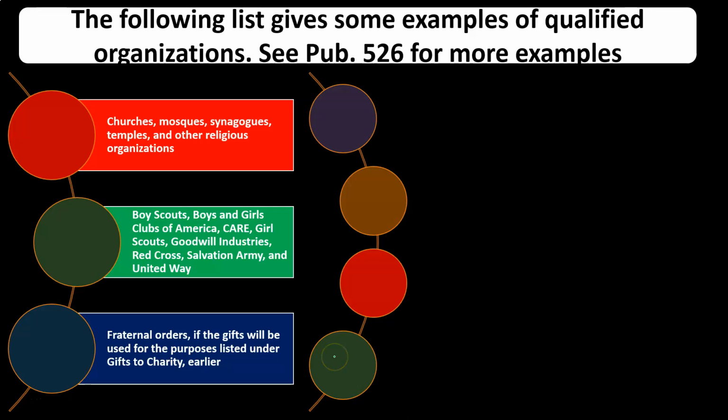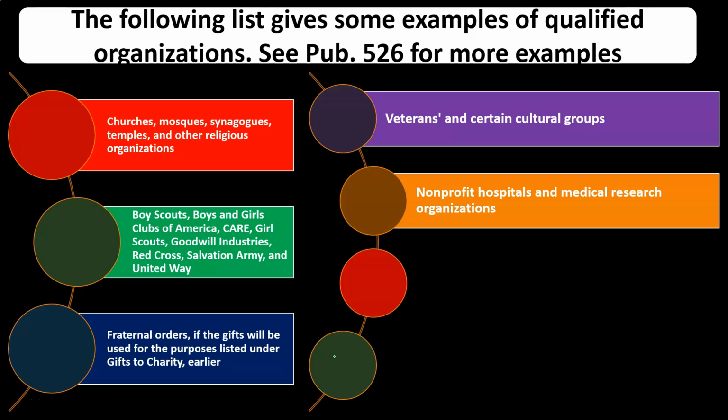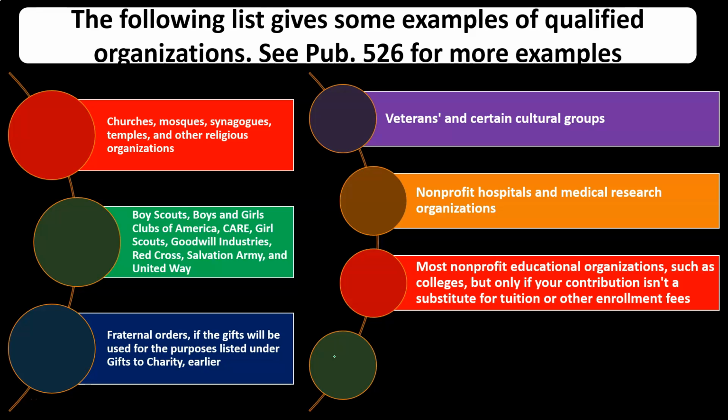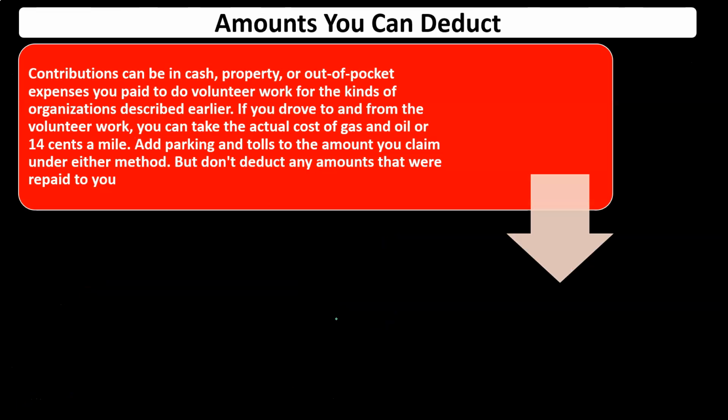So you want to be careful with the fraternal orders. Veterans and certain cultural groups, nonprofit hospitals and medical research organizations, most nonprofit educational organizations such as colleges, but only if your contribution isn't a substitute for tuition or other enrollment fees. So again, you want to be careful with the colleges, and if it's categorized as a payment for tuition, then you can't really put it under charity if it's some kind of compensation for actual services, being the education. Federal, state, and local governments, if the gifts are solely for public purposes.